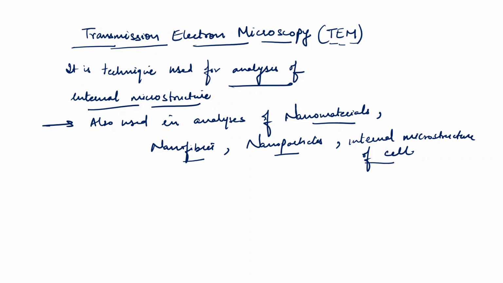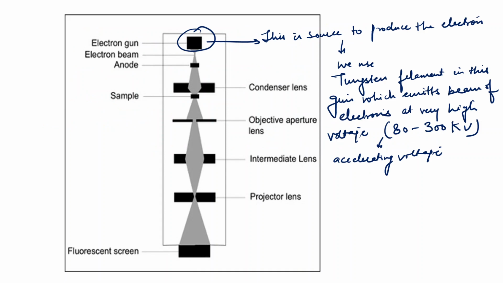So coming to the instrumentation of the same. At the top here, we are having the electron gun. Why are we using the electron gun? This is the source to produce the electrons. In this electron gun, we use tungsten filament. And tungsten filament in this gun emits a beam of electrons at a very high voltage, that is around 80 to 300 kilovolt. So why do we use tungsten filament in this electron gun?